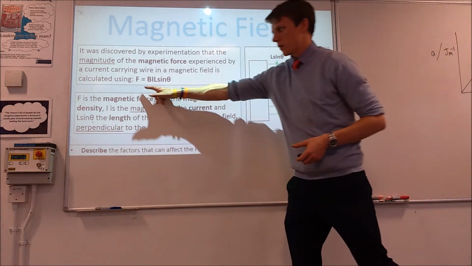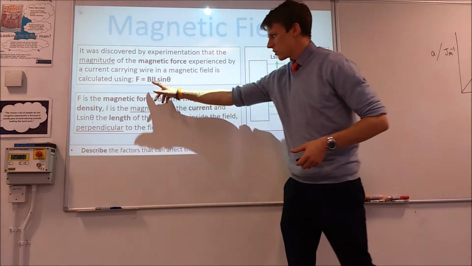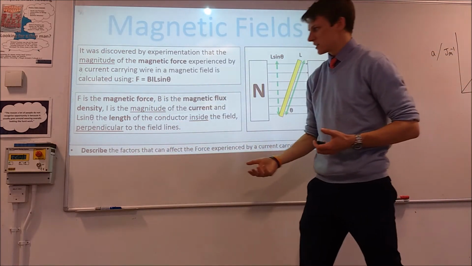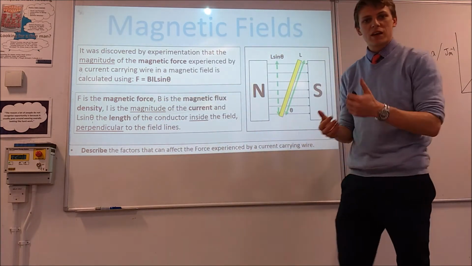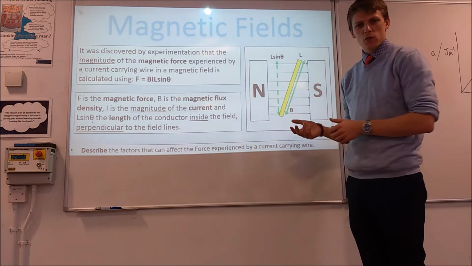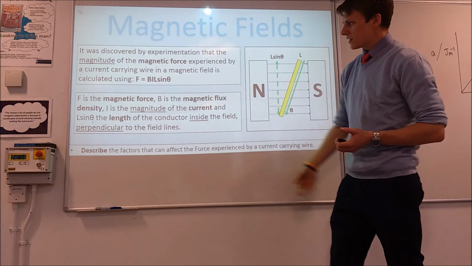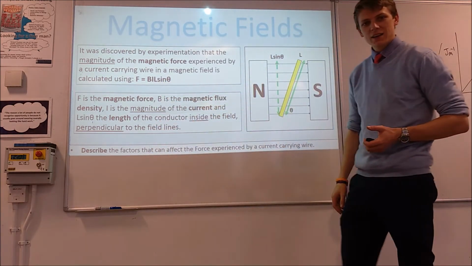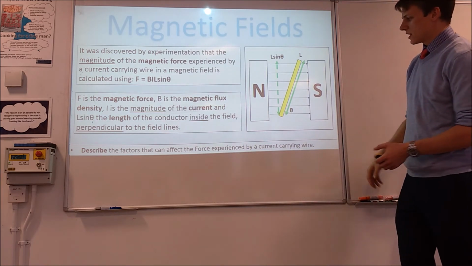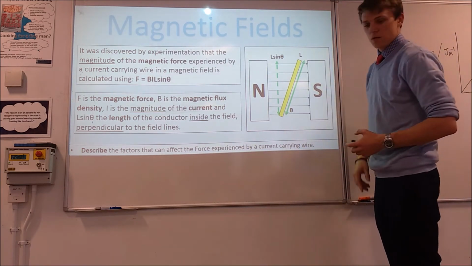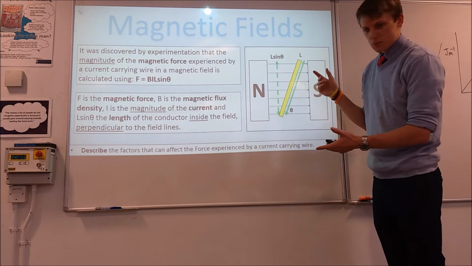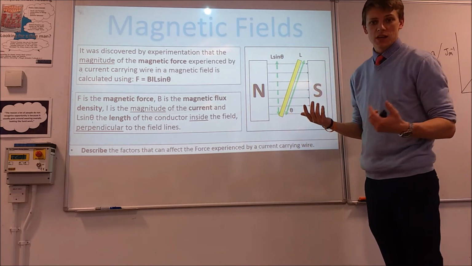So the force on a current carrying conductor depends on the field strength. Seems to make sense. It depends on the current. So the bigger the current, the bigger the force, which makes sense because a larger current means the electrons are moving faster. And again, it depends on the angle to the field. Essentially, if you have a longer wire in a field, there are going to be more charged particles in it, so a bigger force, makes sense.